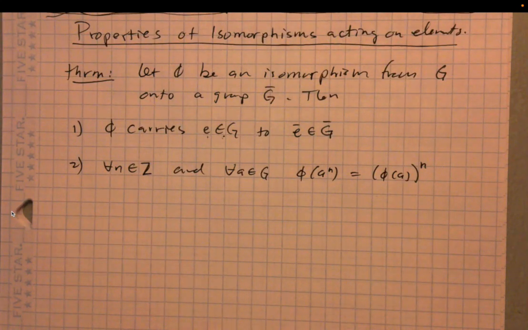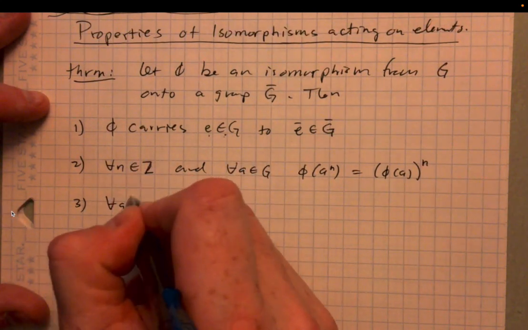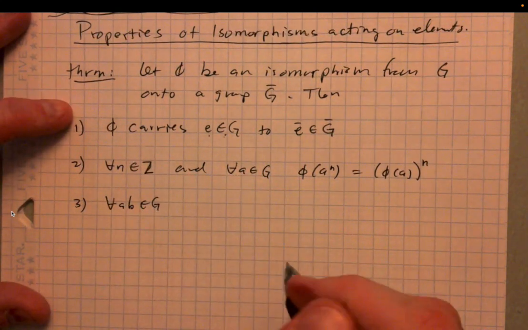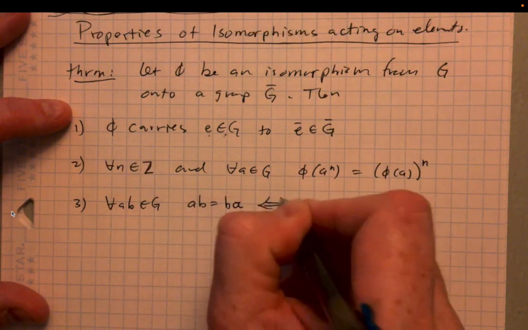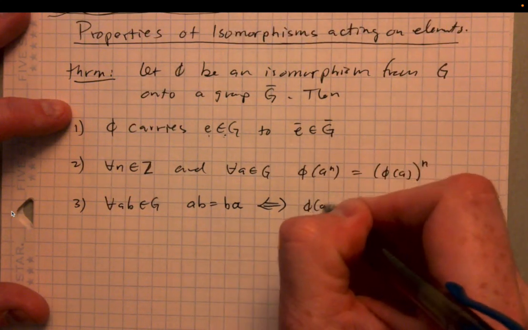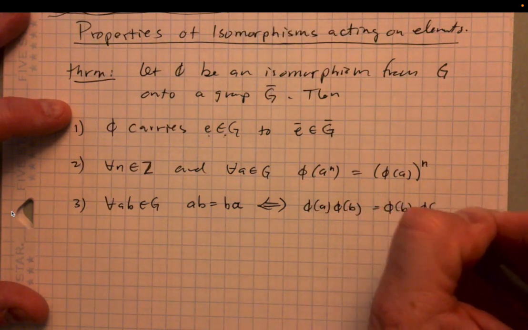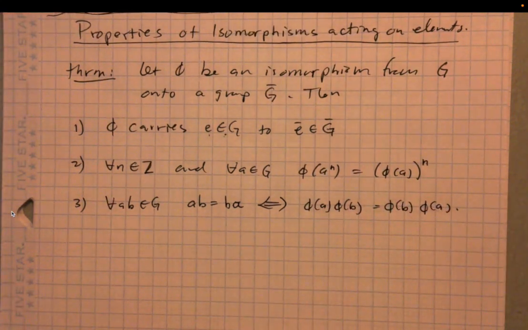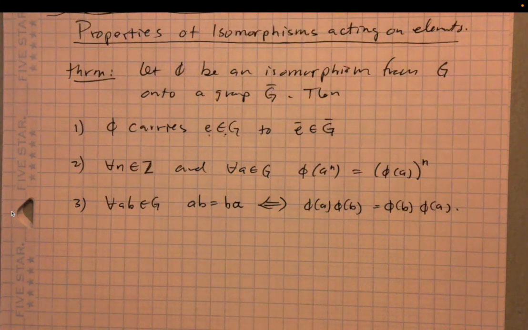The third property: for all a and b in a group, a and b commute if and only if they commute under the isomorphism. So phi of a, phi of b equals phi of b, phi of a. If they commute over here, they must commute over here, and vice versa. Again, a consequence of the two groups having identical structure.